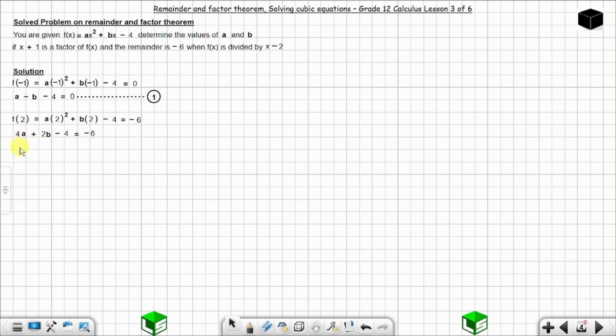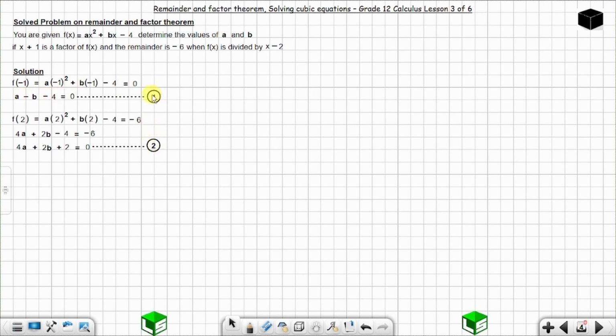Okay, so you have 4a plus 2b. When you take negative 6 to the left, you have 6 minus 4, which is 2. So you have plus 2 is equal to, you remain with 0 on the right side. So this is our second equation. Now we have two equations. We need at least two equations to solve for the two unknowns. We are going to make a or b the subject of the formula. You can use equation number 1 or equation number 2. I'm going to choose the simplest one.